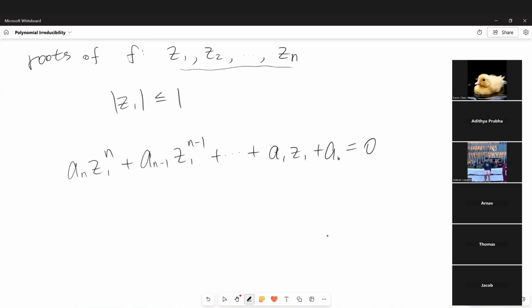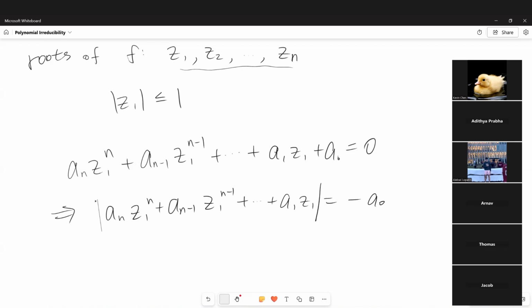And now, if we move this a0 to the other side, I'll just write it out. an times z1 to the n plus an minus 1 z1 to the n minus 1 plus dot dot dot all the way to a1 z1 is equal to negative a0. And then if we take the magnitude on both sides, the magnitude of the left-hand side is equal to the magnitude of the right-hand side. Well, the magnitude of a negative number is just its positive counterpart, so it's just the absolute value of a0.